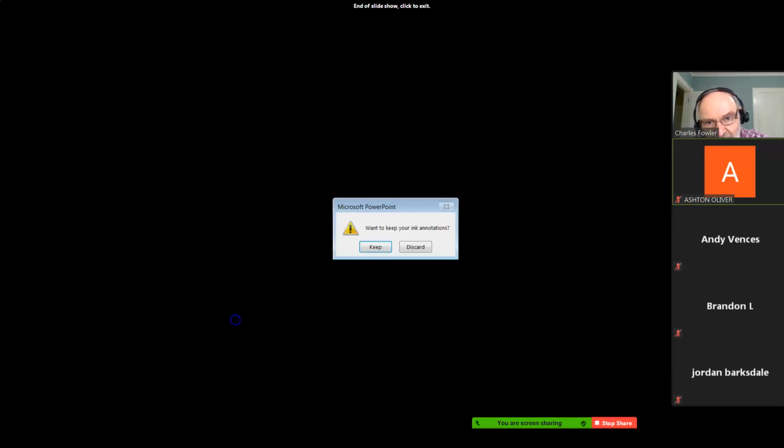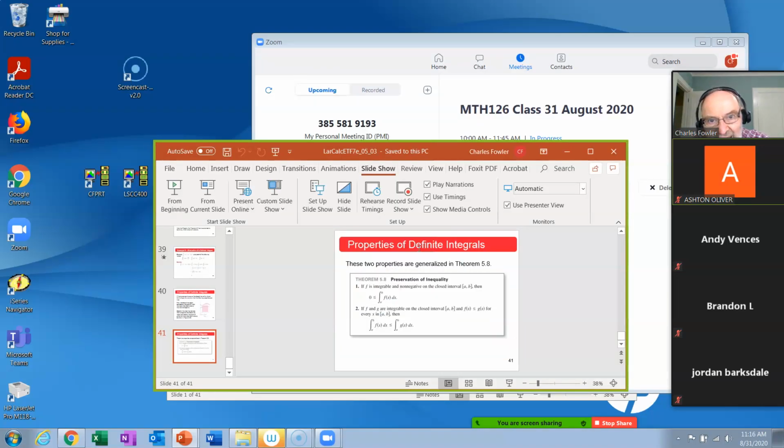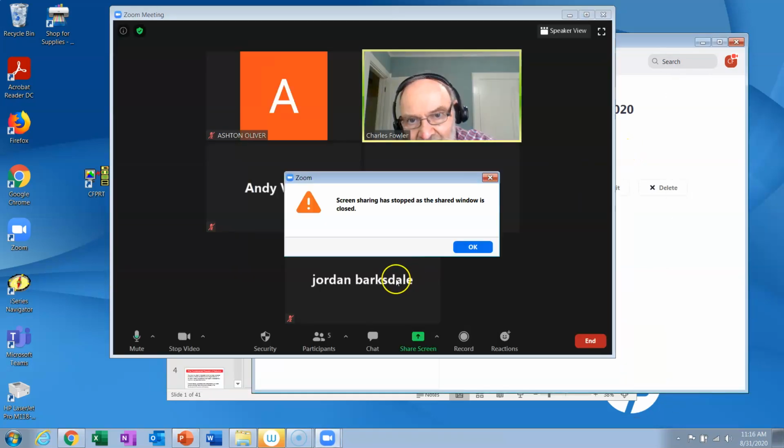Any questions from 5.3? Okay. All right. Now I'm going to end the slideshow for 5.3 and discard it, and then screen sharing stopped.